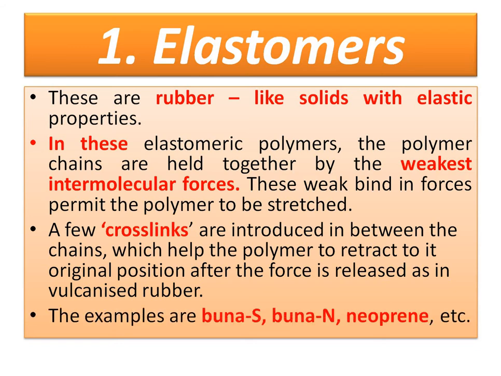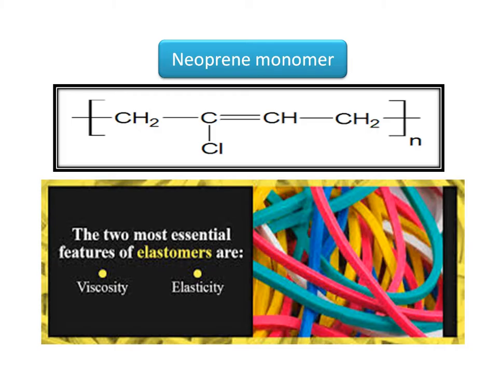A few examples of the elastomers are buna-S, buna-N and neoprene. This is the neoprene monomer, how it looks: CH2 single bond CCl double bond CH single bond CH2, n times. The two most essential features of the elastomers are viscosity and elasticity.